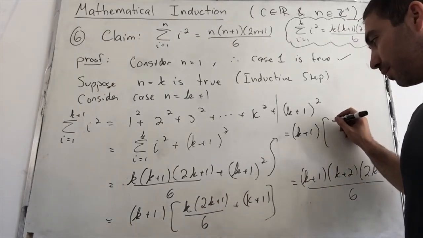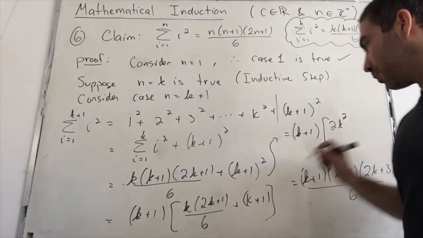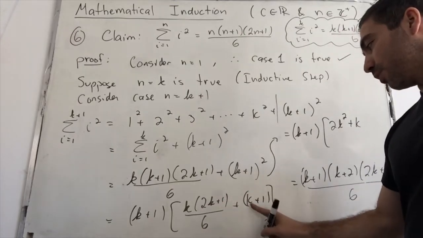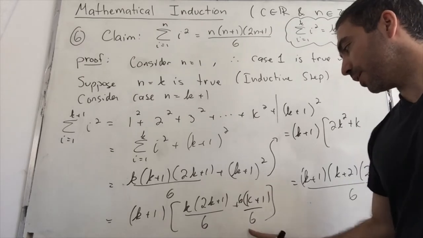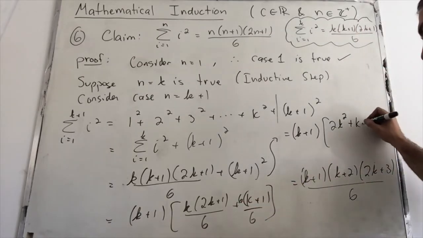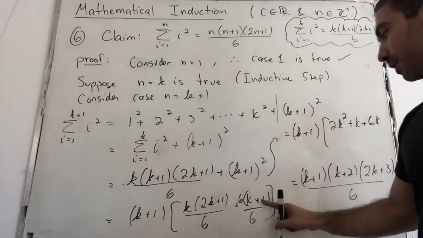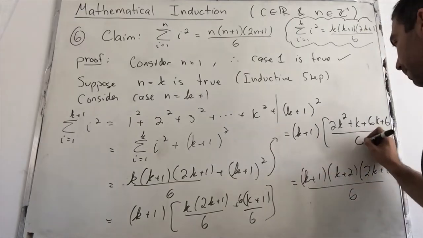I get 2k squared plus k by distributing the k. And then here we're going to multiply the top and the bottom by 6 to get a common denominator. And then I'm going to multiply in the 6k. So 6 times k is 6k, and 6 times 1 is 6. All this divided by 6.